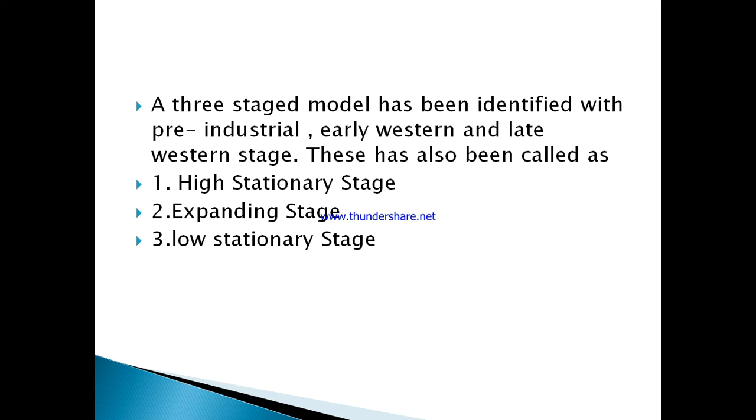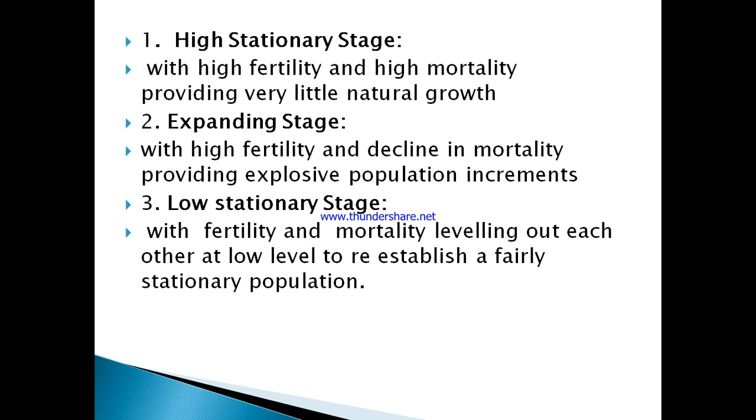The three-staged model has been identified with pre-industrial, early Western and late Western states. This has also been called the high stationary state, the pre-industrial state; the expanding state, early Western; and the low stationary state, that is the late Western state. Now, the stages can be explained: in high stationary states, high fertility and high mortality provide very little natural growth. In the expanding states, high fertility and declining mortality provide explosive population increments. And in the low stationary states, fertility and mortality level out each other at a low level to re-establish a fairly stationary population.